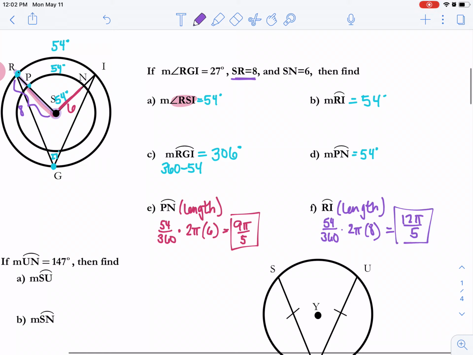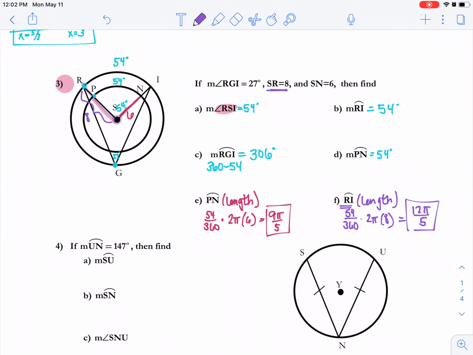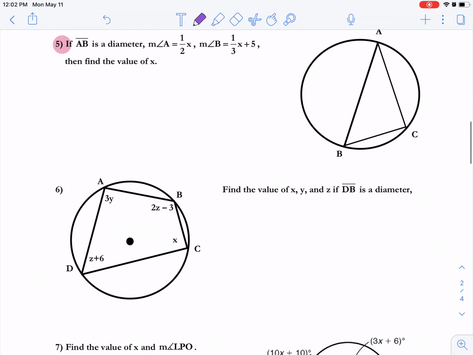Now that makes sense because in the beginning, remember, we said the length of RI should be larger than the length of PN because it's in the larger circle, so it all works out. Okay? All right, let's keep going.